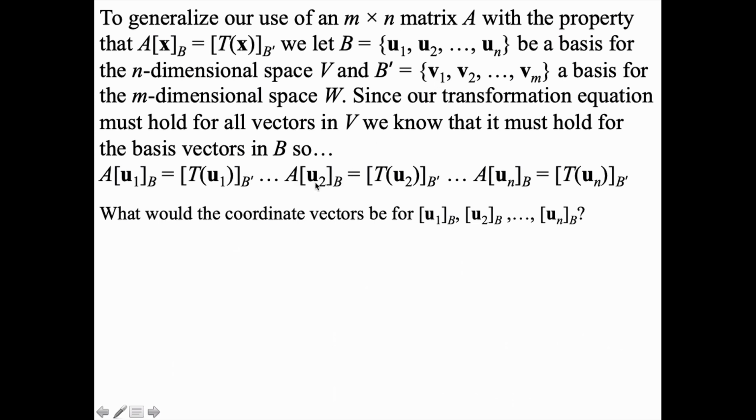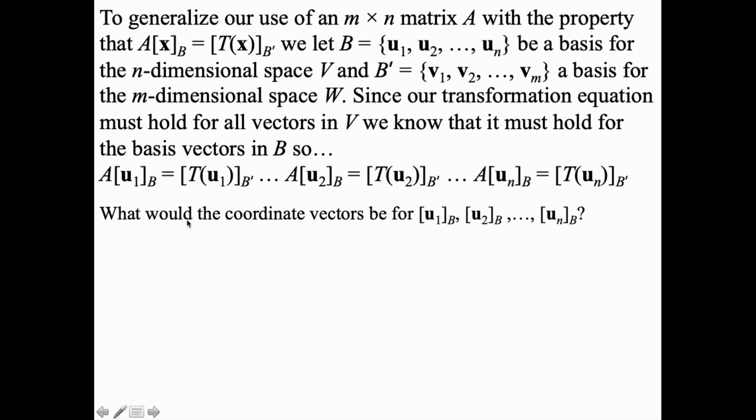So A times the second basis vector relative to B would equal the coordinate vector for T, the transformation of that second basis vector u relative to B prime. On it would go until you get to the last possibility. A times the last vector u sub n in basis B would be equal to the coordinate vector of T of u sub n relative to B prime.